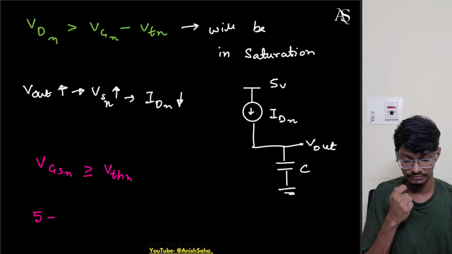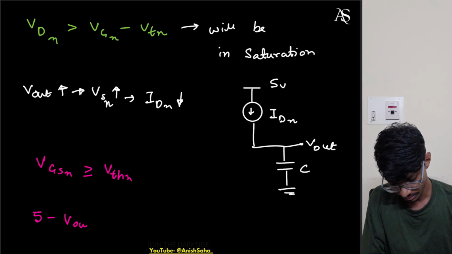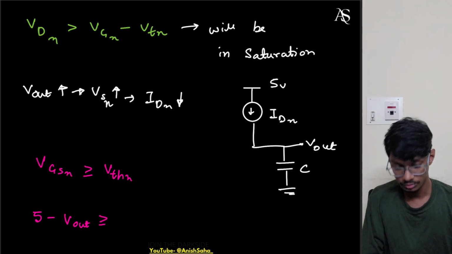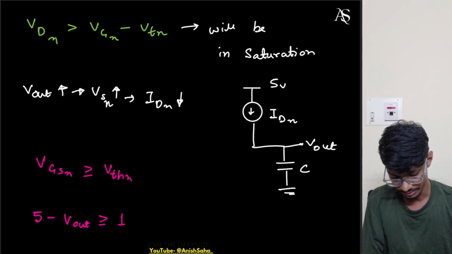And what is VS? VS is the output voltage. Let me write this better: greater than or equal to VTHN. So what is VTHN? It is 1 volt in our case. We have taken the example.